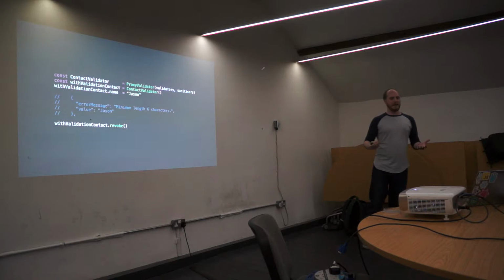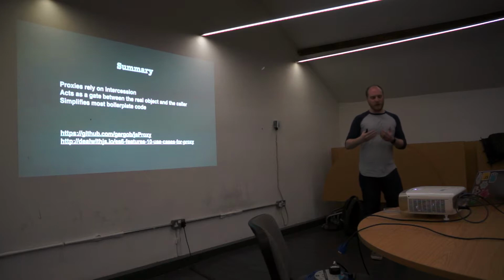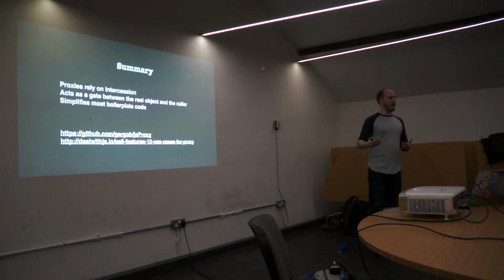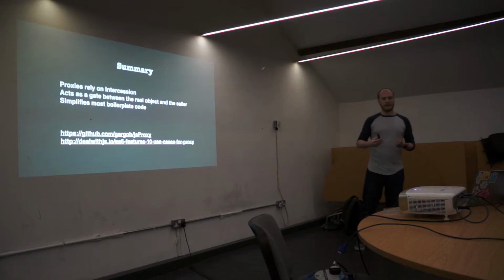So to summarize, proxies rely on interposition. It acts as a gate between the middle object and the caller. So that means you can actually put really cool kind of middleware in the middle of that. It can be as simple or as complex as you like. It can even be asynchronous if you want to use async await functions. You've got to remember that every time you create one of these interactions, if you're going off to the network and it takes 2 seconds or so to come back, that's going to block the UI. So there's still that kind of thing to bear in mind.